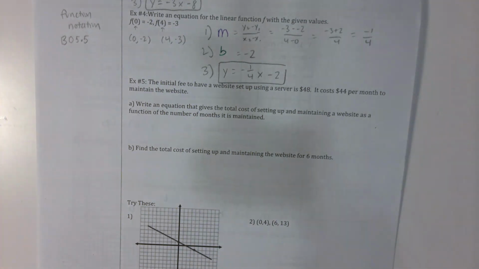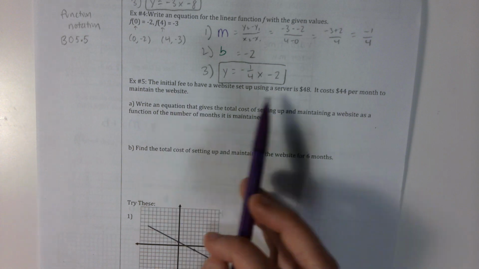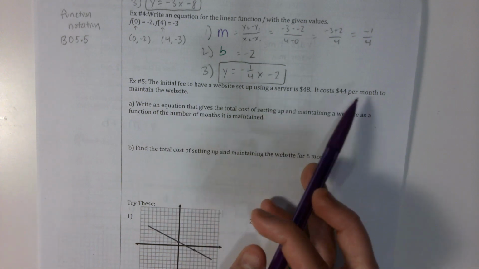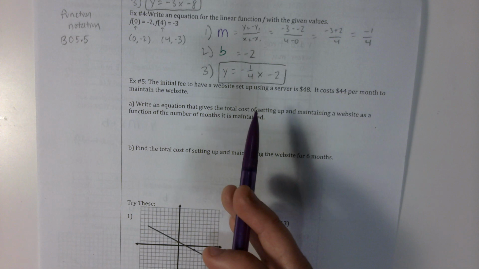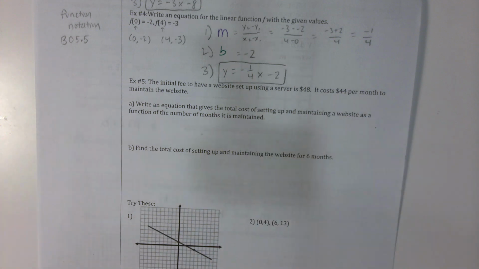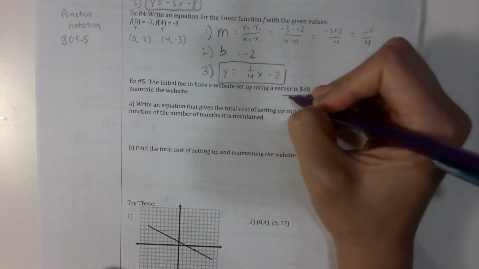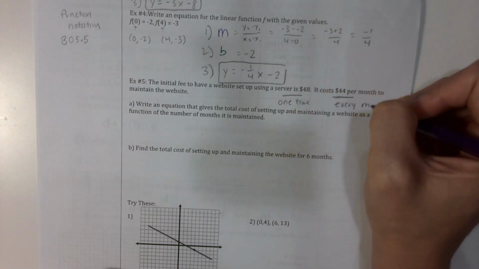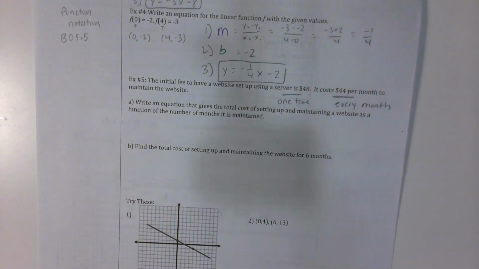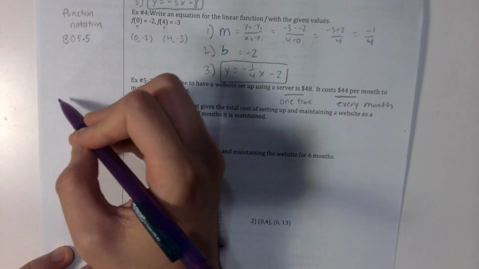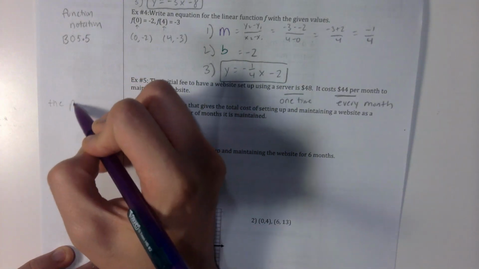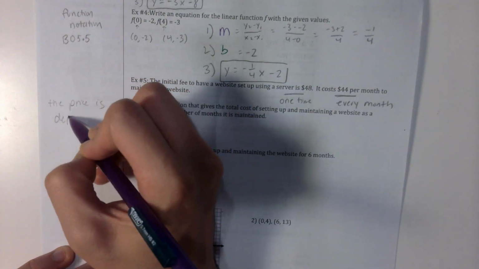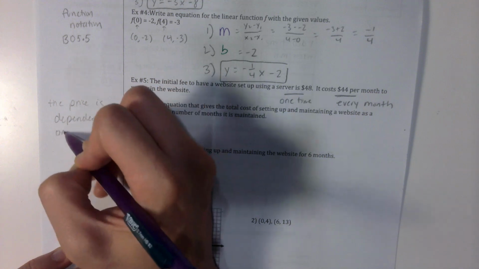Okay, so that's a lot of words, right? But we just need to think like, how much does it cost, right? So we have an initial fee, and then we have something that happens every month, right? So this is going to be just one time, and then this is going to be every month. So depending on how many months we use the service affects the price, right? So we can look over here and think like, the price is dependent on the months.